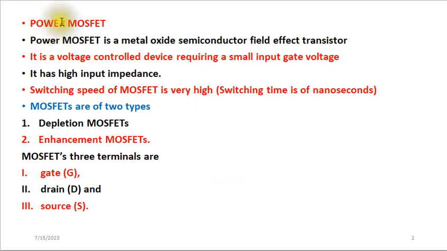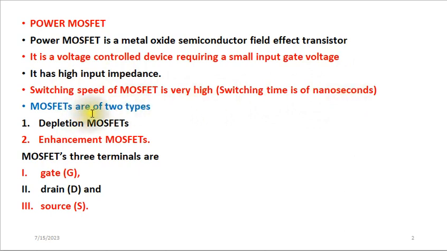Today we'll be looking at MOSFETs or power MOSFETs. MOSFET stands for metal oxide semiconductor field effect transistor, and it is a device that is controlled using voltage applied through the gate, unlike the BJT, which is controlled using current applied at the base. The input impedance of the MOSFET is high, and its switching speed is very high because the switching time is in the order of nanoseconds.